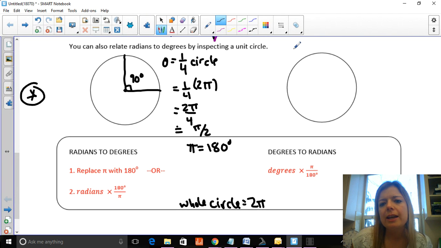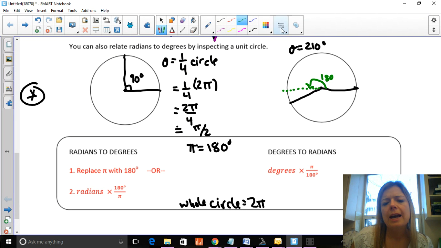Well, what if we had theta equals something that's not so obvious, like 210 degrees? Well, think about where this is on the unit circle. So you go around to 180, and then you go a little bit further to 210. So you can break it up. This much is 180. And then how much do you have left over? After 180, you have another 30 to get to 210 altogether.